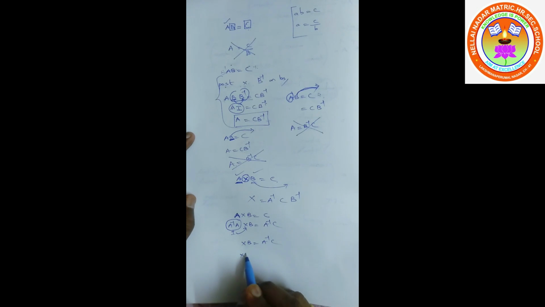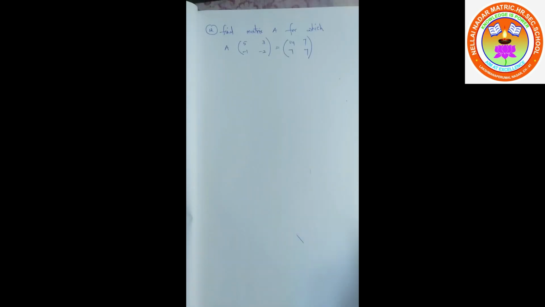I need to remove B. So post multiply by B inverse: X B B inverse equals A inverse C B inverse. Because when we post multiply, B into B inverse is I, and X into I is X. So we have got X is equal to A inverse C B inverse.